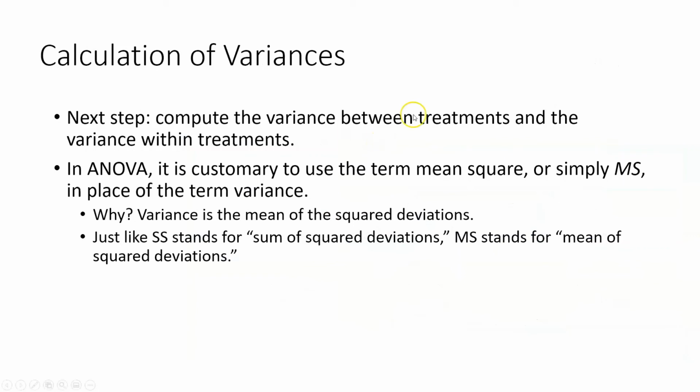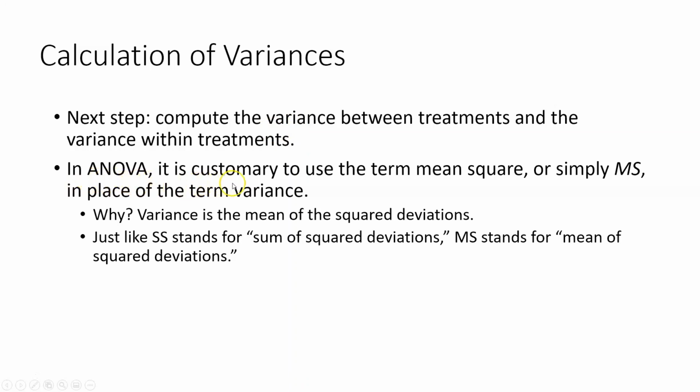So the next step is to compute the variance between treatments and the variance within treatments. Remember, as I said before, variance is SS over DF. You've written that in your homework so many times now, you couldn't possibly be confused by that, right? Variance is the sum of squares over the degrees of freedom. It's a fraction that represents the amount of variability still in its squared form.